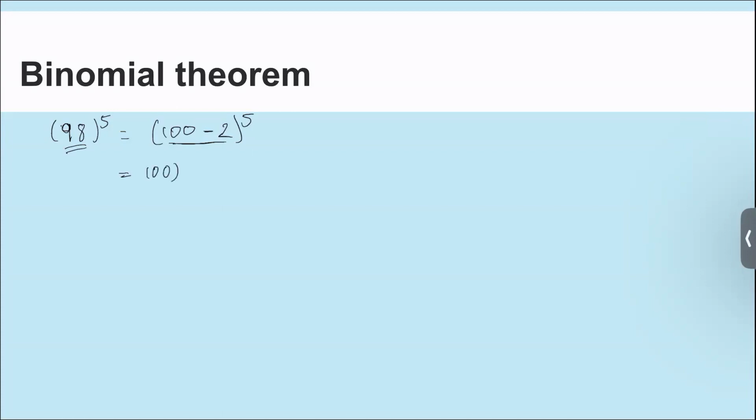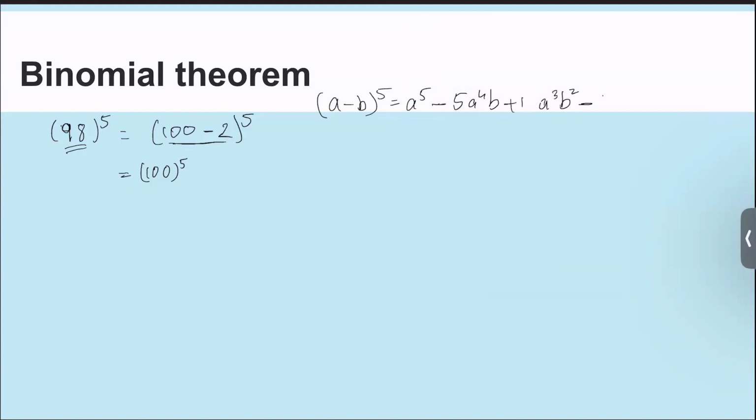So you have 100 raised to 5. Since we know that (a minus b) raised to 5 is actually a raised to 5 minus 5 a raised to 4b plus 10 a cube b squared. No, sorry, this would be 10. And this is 10. Then you have minus 10 a squared b cube plus 5 a b raised to 4 minus b raised to 5. So this is what we know.